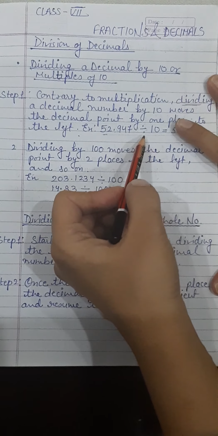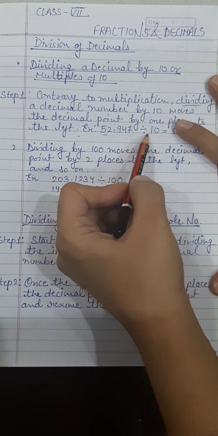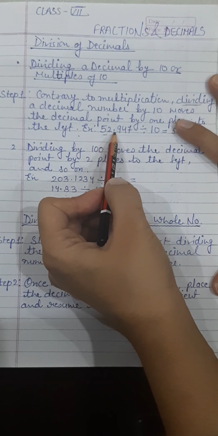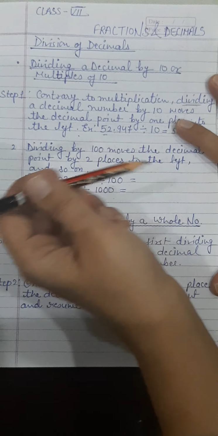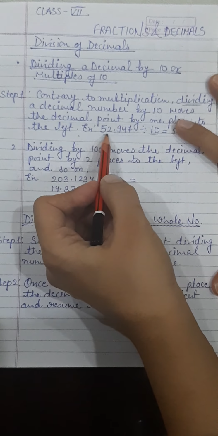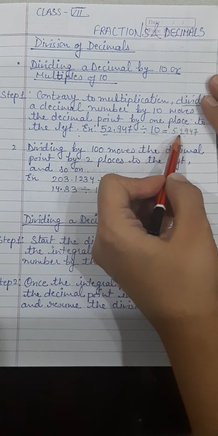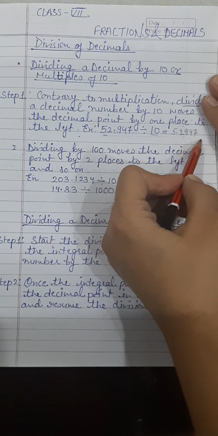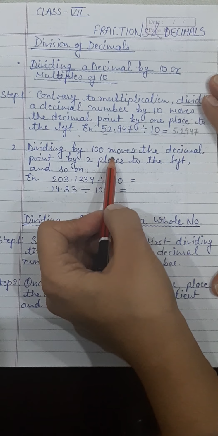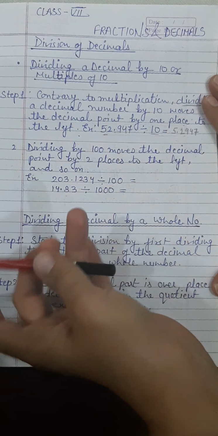So here, when you will divide 52.947 by 10, then you have to just shift this decimal one place to the left hand side, because we are dividing by 10. Clear? So what will be the answer? Answer will be 5.2947. This will be the answer. Clear? Second point, dividing by 100 moves the decimal point by 2 places to the left and so on.